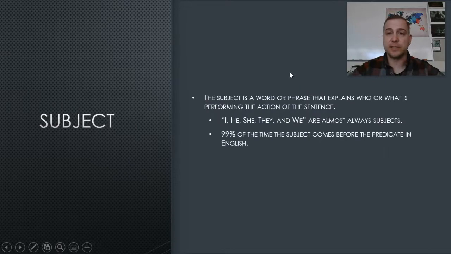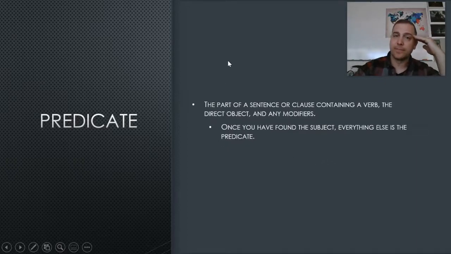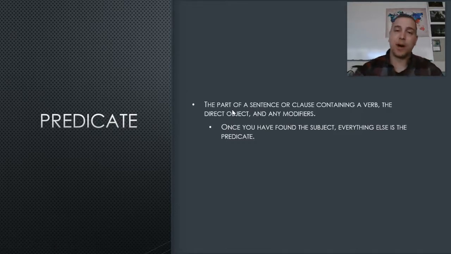And let's take a look at what some of these things are. Once again, the subject, as we mentioned before, is the word or phrase that explains who or what is performing the action of the sentence. I, he, she, we, they, they're almost always subjects. And 99% of the time, the subject comes before the predicate in English. The predicate is the part of the sentence containing a verb, direct object, and any modifiers. Pretty much once you've found the subject, everything else is the predicate as long as it has a verb. If you found the subject and then you see a verb, just assume everything else is the predicate, right? If you really want to think of the predicate as just a verb, you want to say that a sentence has a subject, a verb, and makes a complete thought, then you're probably okay thinking of it that way too.